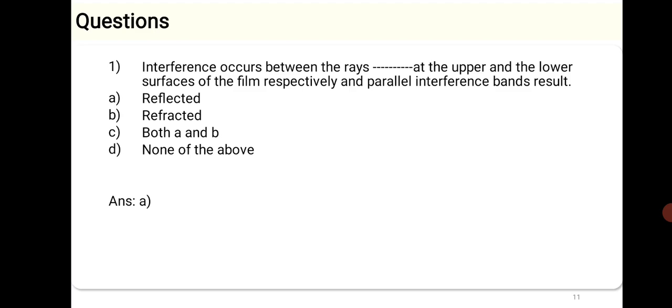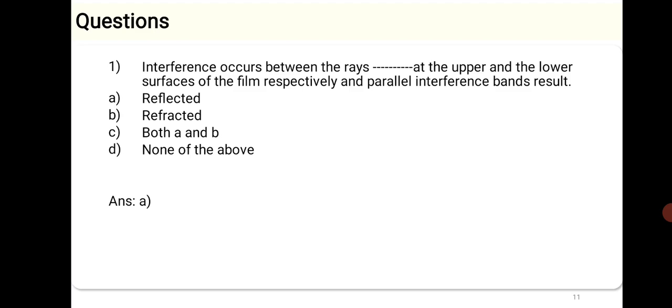Okay, let us see some of the questions on this session. Question number 1: interference occurs between the rays dash at the upper and lower surfaces of the film respectively, and parallel interference bands result. Option A, reflected. Option B, refracted. Option C, both A and B. Option D, none of the above.